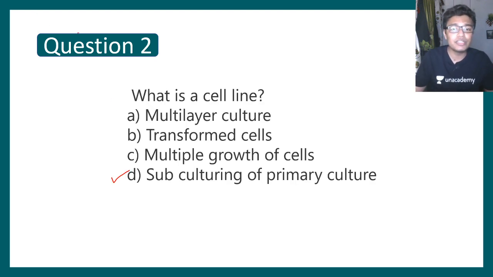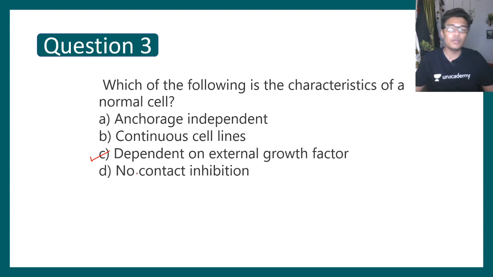Similarly, this question is another example. What is a cell line? Multi-layered culture, transformed cell, multiple growth of cells, subculturing from primary culture. So it turns out option D is correct. Now, if you want to know more about it, you have to watch the video which is in the I button.